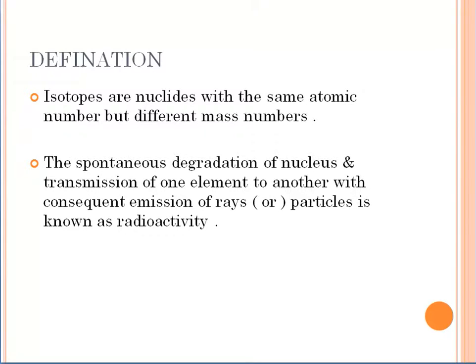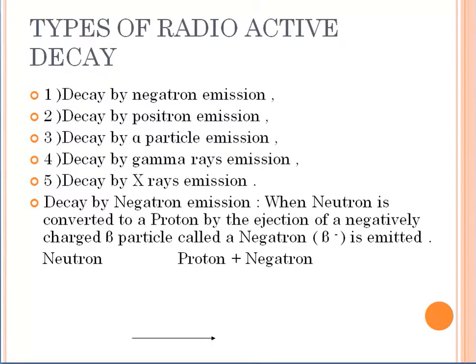The spontaneous disintegration of a nucleus, with transmission of one element to another and consequent emission of rays or particles, is known as radioactivity. There are different types of radioactive decay: negatron emission, positron emission, and alpha particle emission.